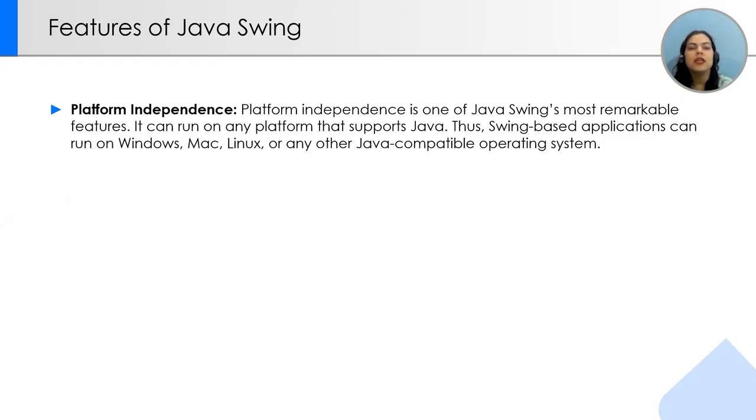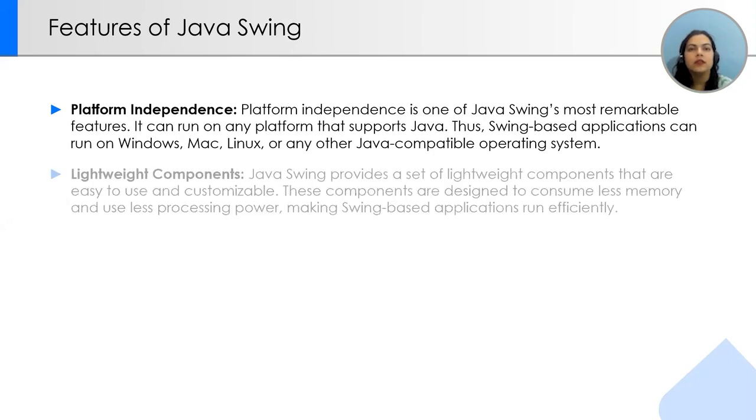Platform independence is one of the biggest features of Java Swing. It can run on any platform which supports Java. Thus, Swing-based applications can run on Windows, Macintosh, Linux, and any other Java-compatible operating system.